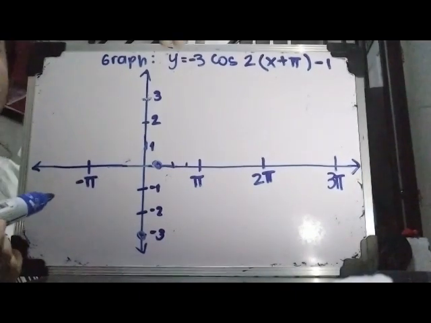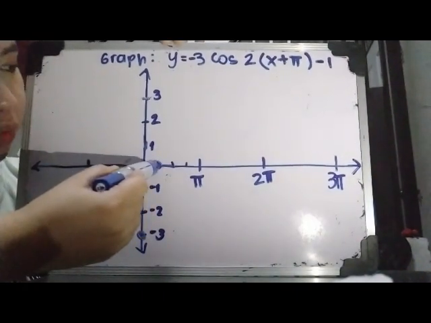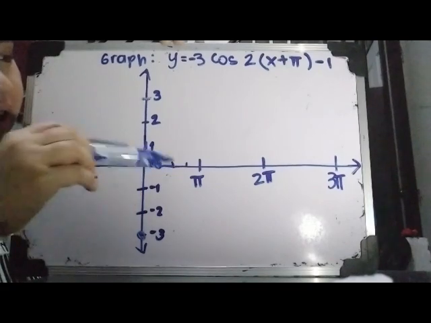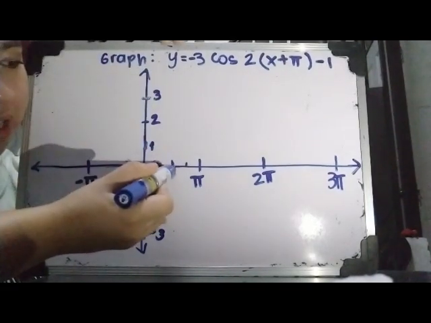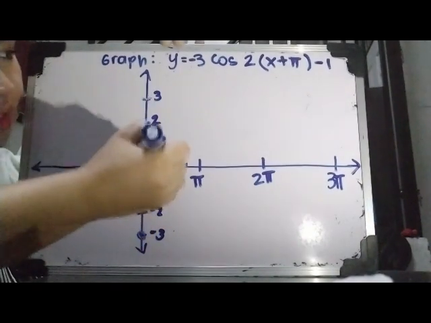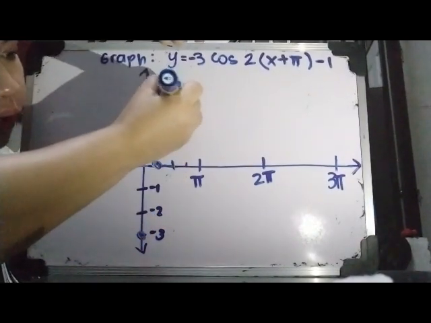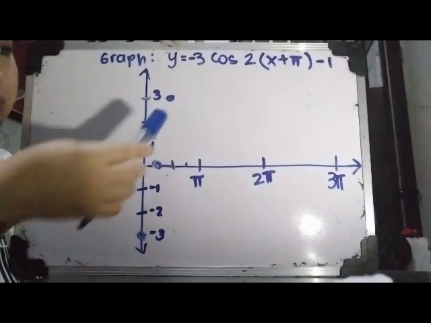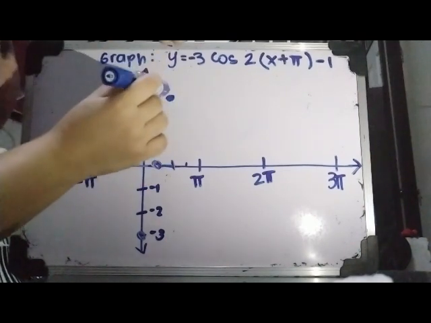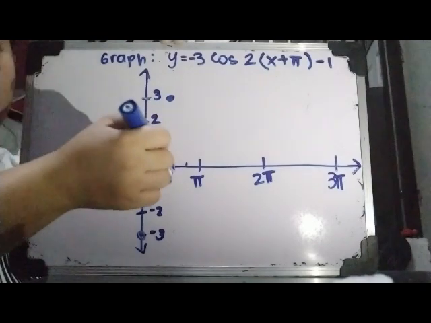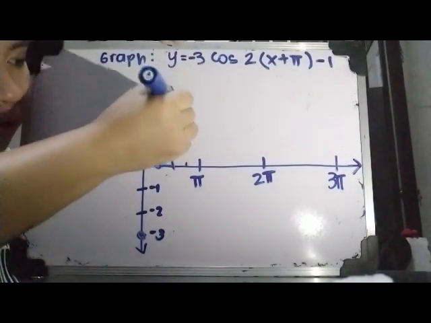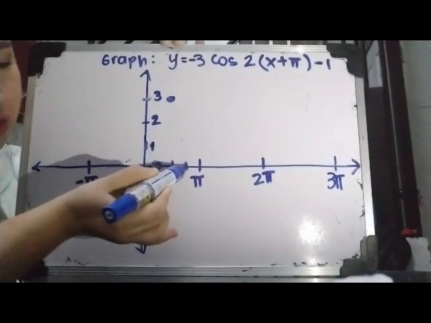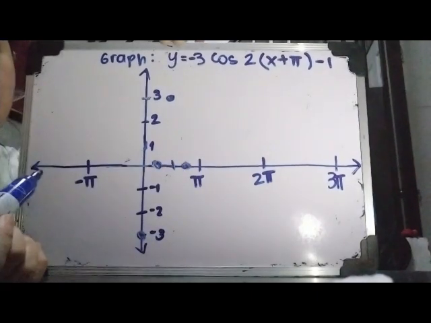Alright, and then after this point, we need to go up to the peak, which is 3 units away from the central line, and that point should be parallel now to this partition. So from this point, going up here. That's how you do it. Next, from the peak, we need to go back to the central line. From here, go back here on the central line to the next partition.